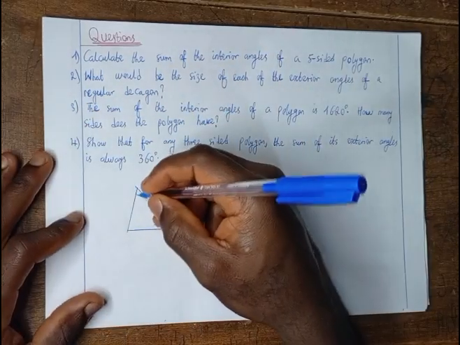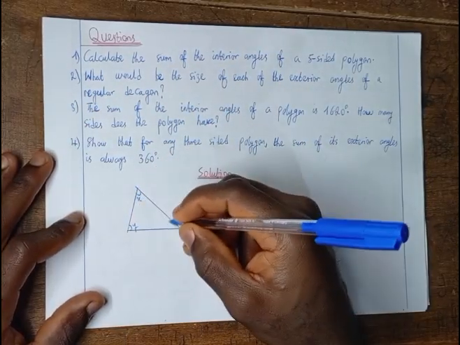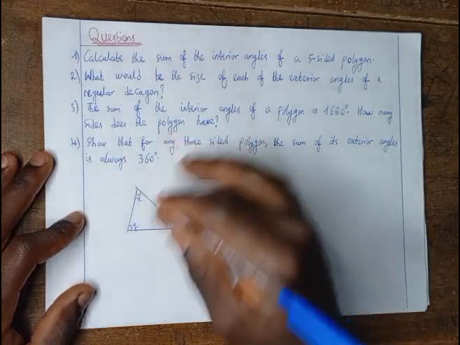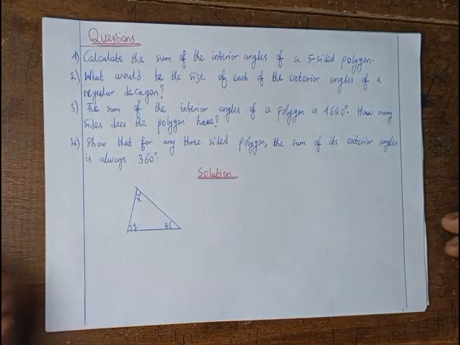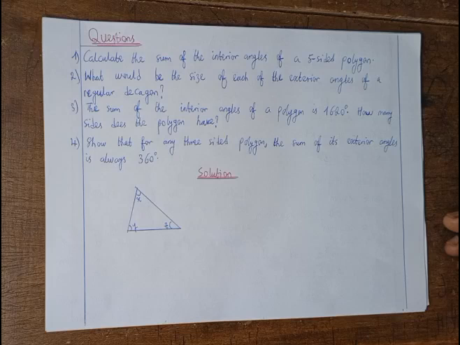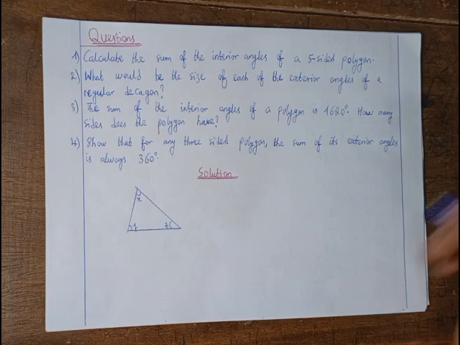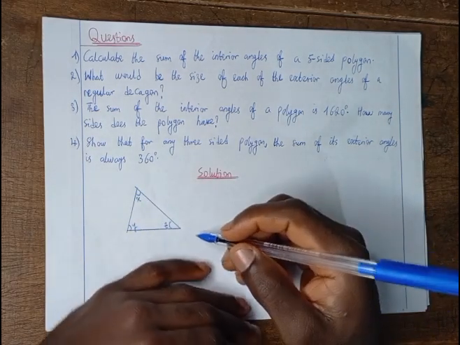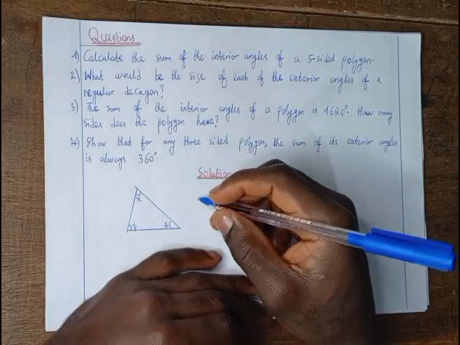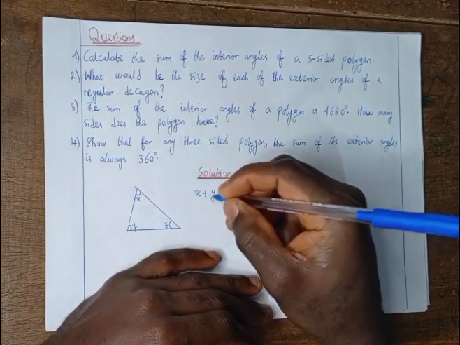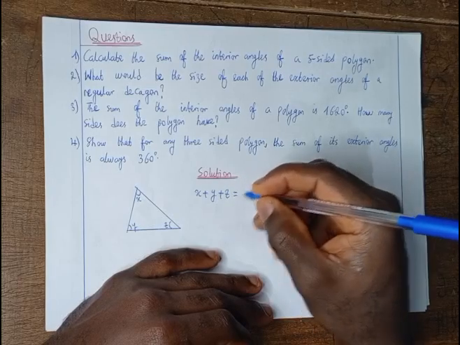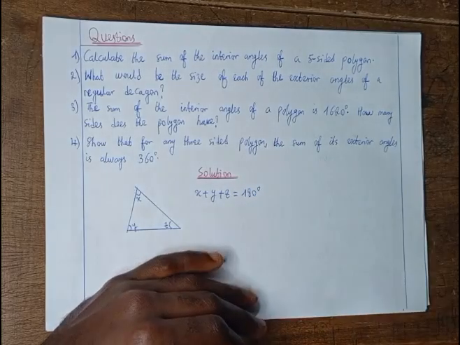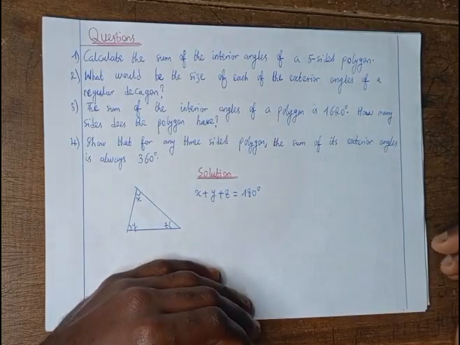Let's assume the interior angles are x, y, and z. This is a 3-sided polygon. We know that a polygon is a closed plane figure which has at least 3 sides which are straight lines. For a triangle, the sum of the interior angles x plus y plus z is equal to 180 degrees for any triangle.